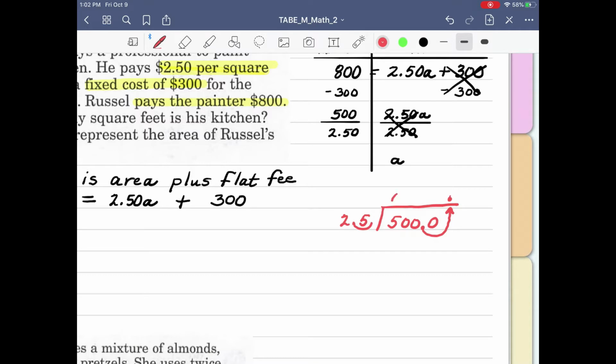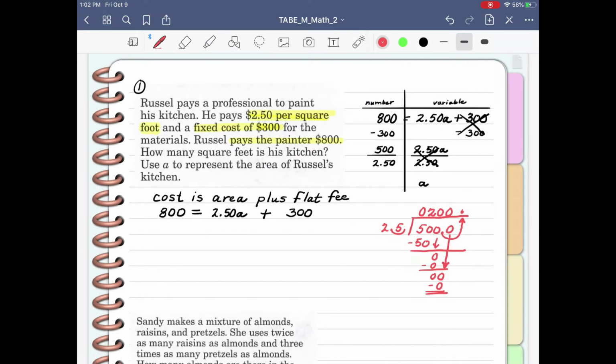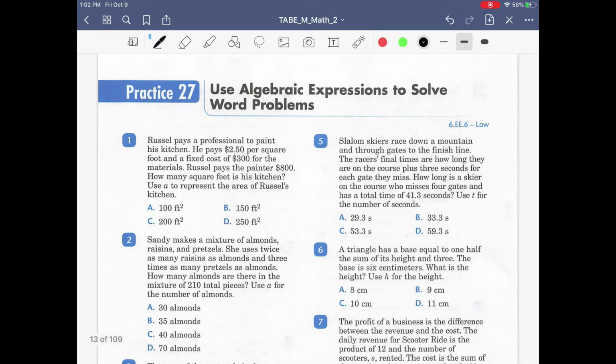25 will not go into 5, but it goes into 50 2 times. Bring down a 0. 25 into 0 is 0. Bring down the second 0. So the area of his kitchen is 200 square feet. And I need to go back to my problem sheet and fill that in. So the answer to number 1 is C.